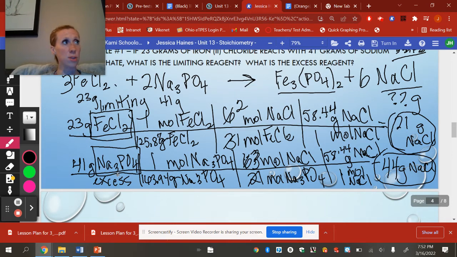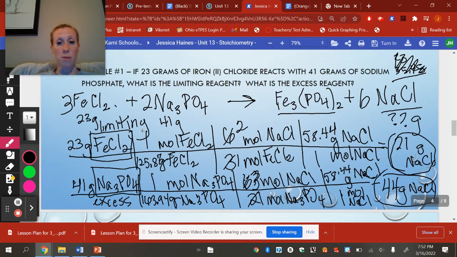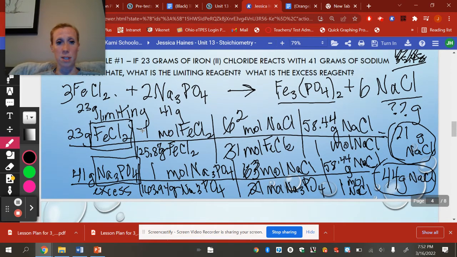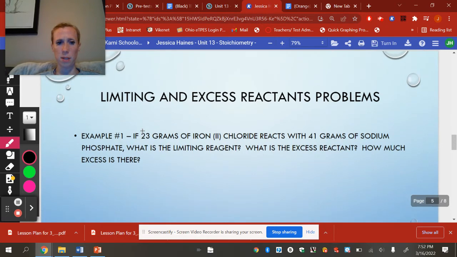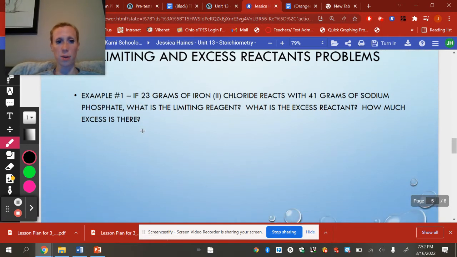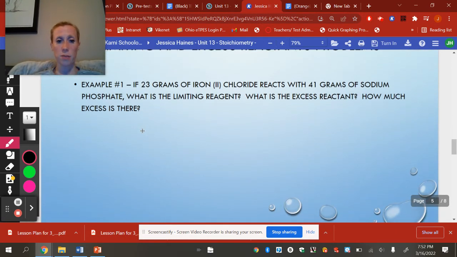And that's all I need to do for that. That's all they're asking. They're not asking us how much excess. They're not asking us how much product is formed. They're just asking what's the limiting and excess. So again, every problem is a little different. That problem is asking us to identify the limiting and excess. Let's see what, oh, no, they're not. They're going on. Okay, if 23 grams of, same problem, what is the limiting reagent? What is the excess reagent?